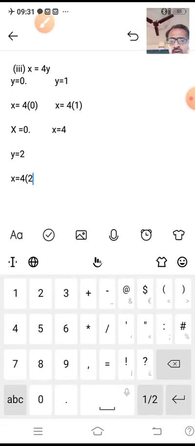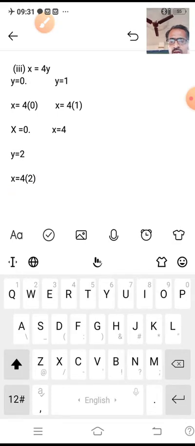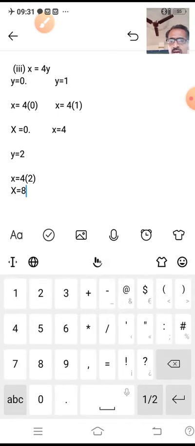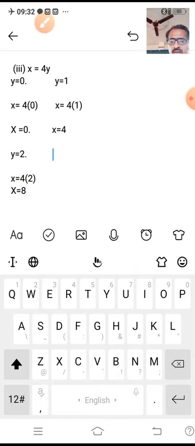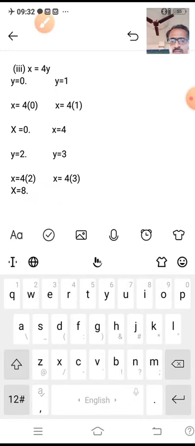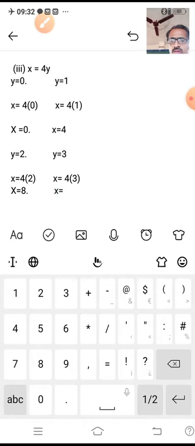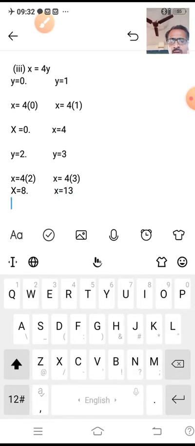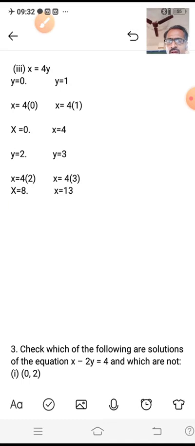Instead of y, what are we going to write? 2. So we'll have x equals to 4 twos are 8. Okay. Let us take one more value of y, say 3. If I take y equals to 3, then I will have x equals to 4 times 3, 4 threes are 12. Okay, so here we are having different solutions.